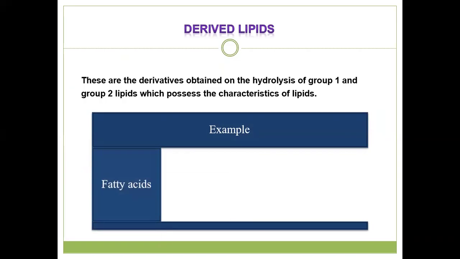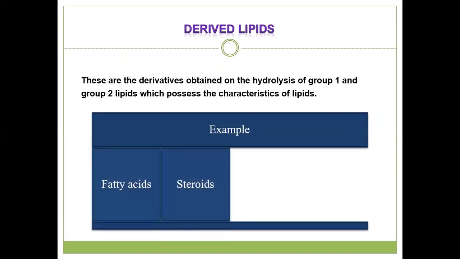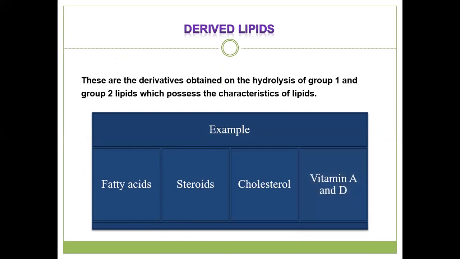Derived lipids. Now, what are derived lipids? Derived lipids are lipids that are obtained from hydrolysis of the simple lipid and the complex lipid. Remember, we said the simple lipid is made of an ester of fatty acid and a glycerol. So when we have a hydrolysis, we will have the individual components which form the simple lipid. And what are these individual components? They are the fatty acid and the glycerol.